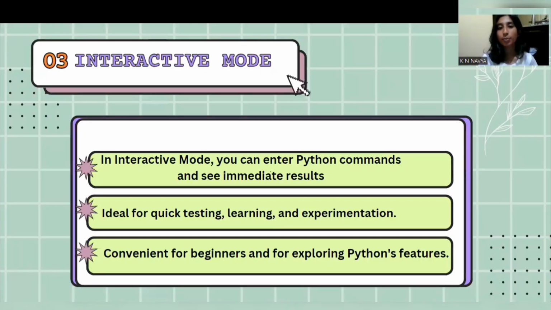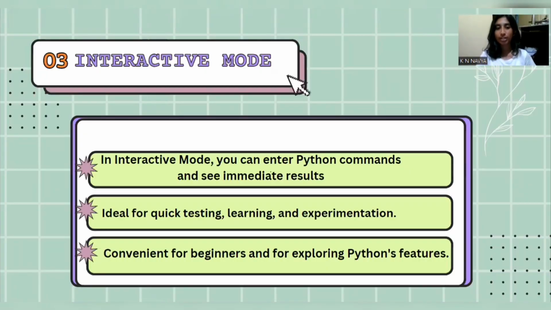Now let's learn about Python's interactive mode. In this interactive mode, you can write a small code and get a quick result. It is ideal for getting immediate results and also for experimentation, which is convenient for beginners. Now let me show you how Python's interactive mode is used in IDLE.